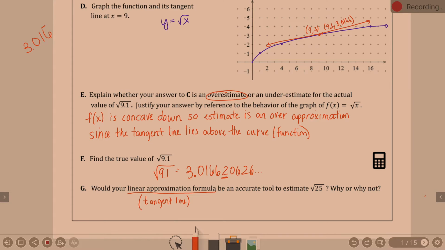So the square root of 25 is too far away from the point of tangency, outside the local neighborhood.